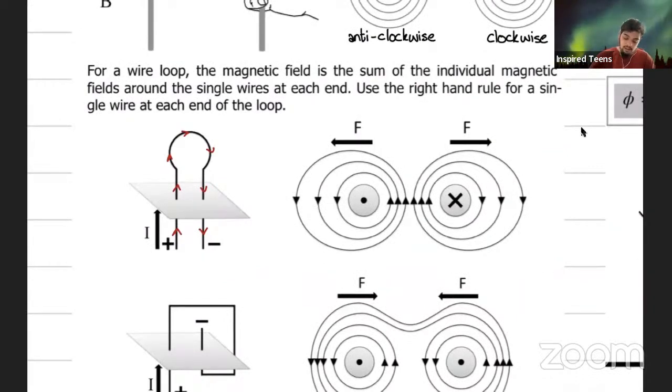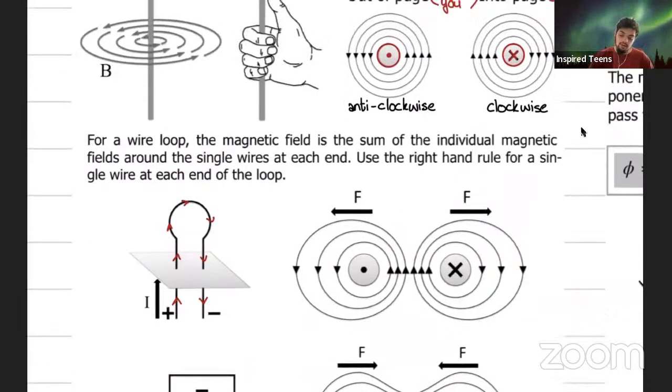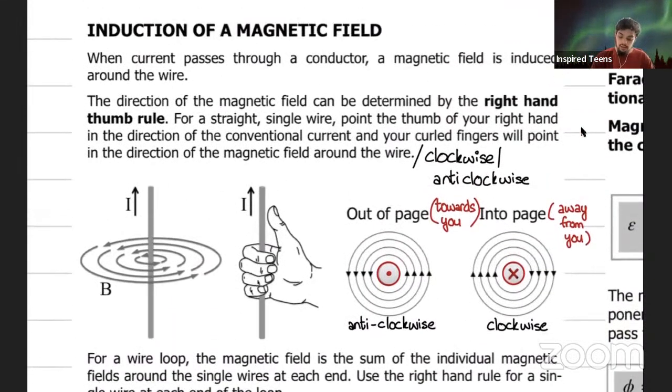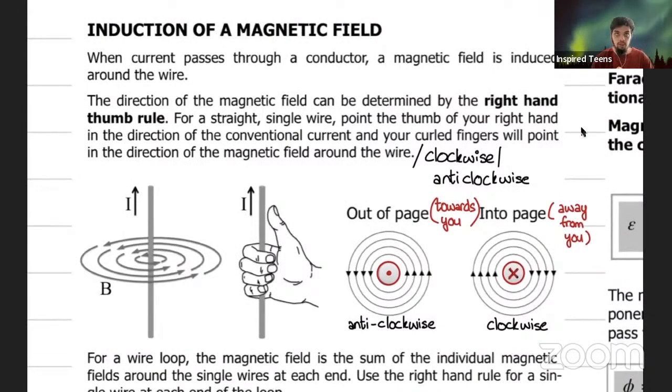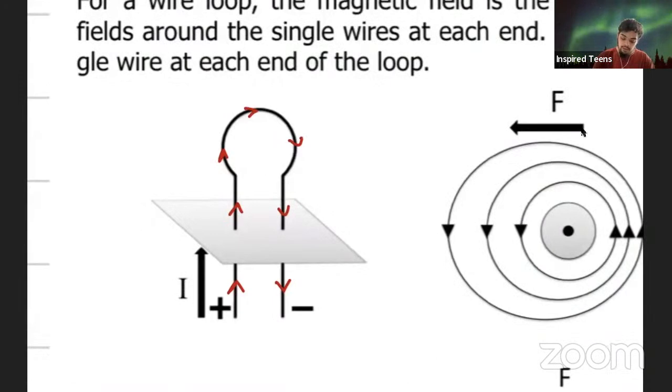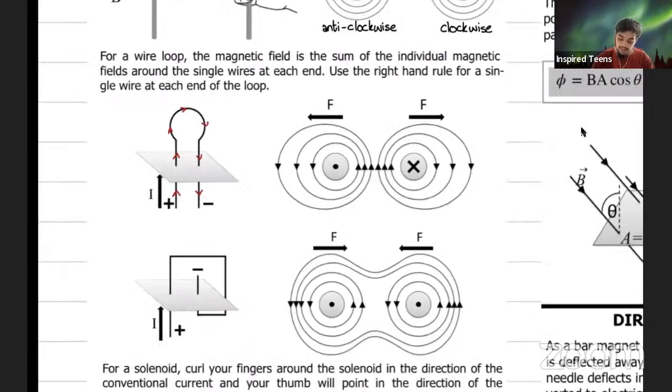So in this specific case, you will see it going into the page. Again, you have to consider into the page. You basically are considering the right hand rule once again, where you are pointing your thumb of your right hand in the direction of current, and that is going to help you to determine the direction of the magnetic fields around each loop. So that's basically what this is explaining.